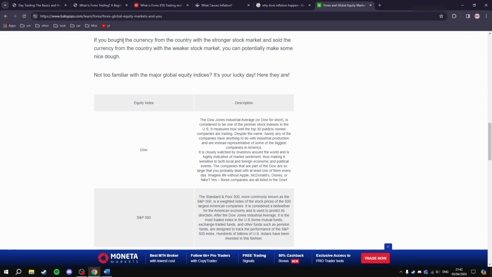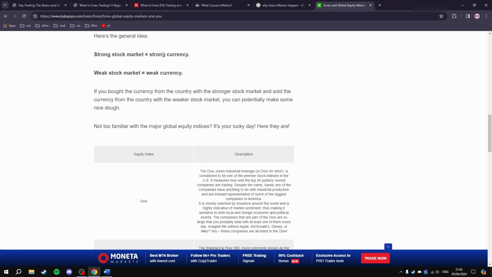If you bought the currency from the country with the stronger stock market, so the strong currency, and sold the weak currency to buy the strong currency basically, you can potentially make some nice dough.